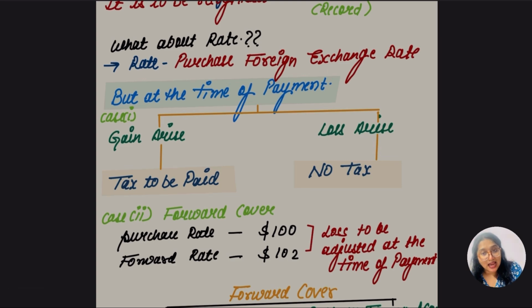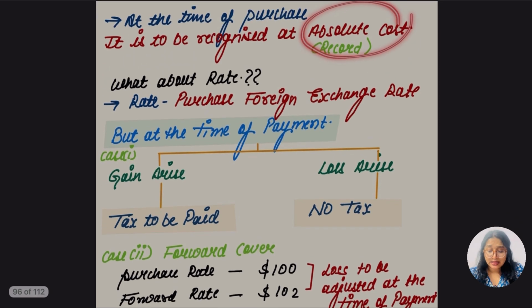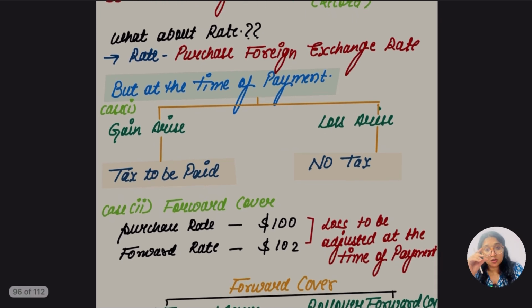Okay, at the time of purchase, I have the SSC recorded at the absolute cost. So far I know this, okay, to show in the record, that's it. But what about the payment? Definitely at the time of payment, again there are going to be two cases.